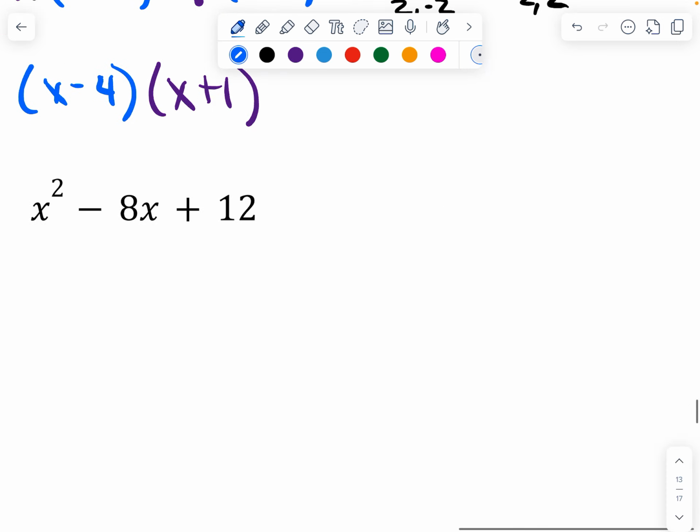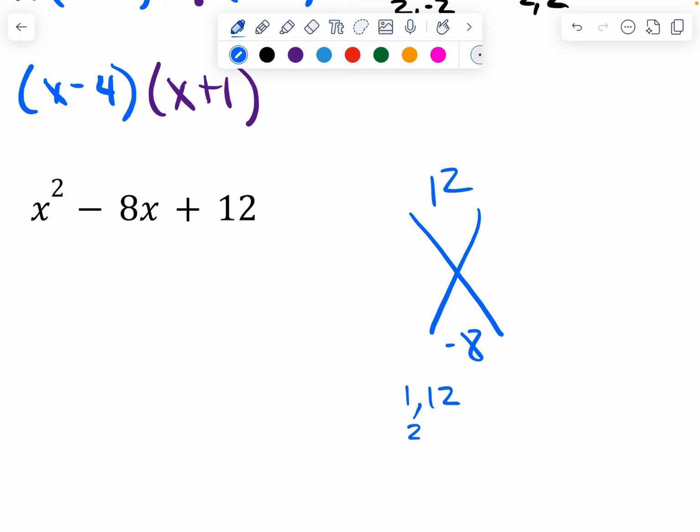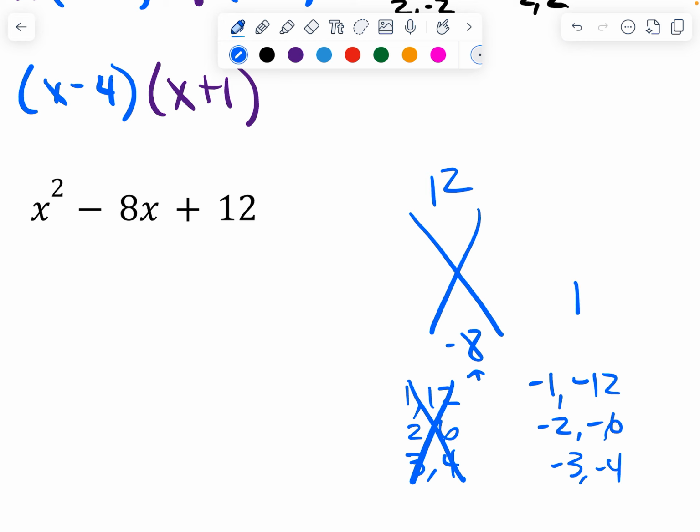And last of this kind, so this is 12, this is negative 8. So 1 and 12, 2 and 6, 3 and 4. Negative 1, negative 12, negative 2, negative 6, negative 3, negative 4. Now, you know it's supposed to add to a negative 8, so you didn't even have to write those down. You knew it had to be this section right here, so you could just write that section. Just make sure that the negatives are actually on it.